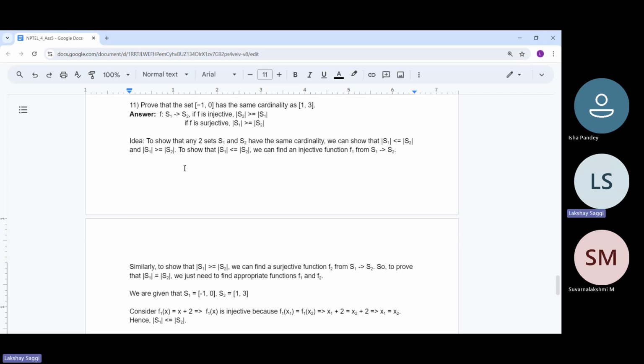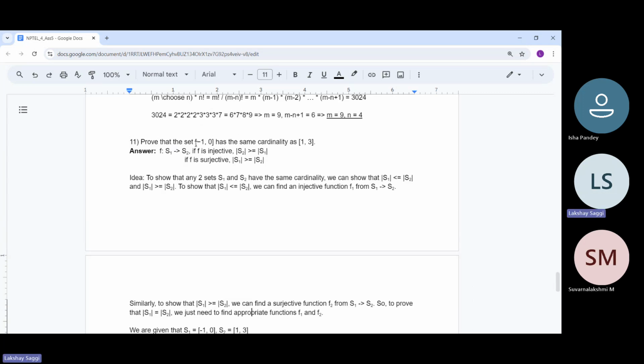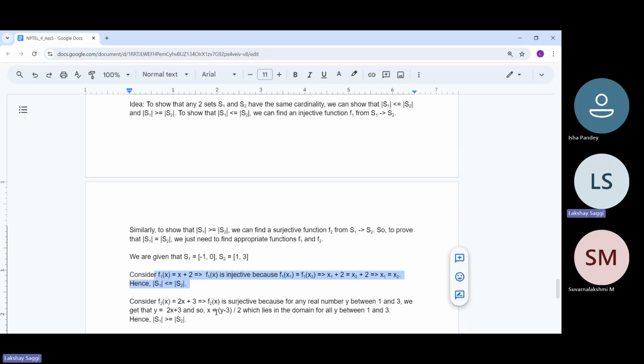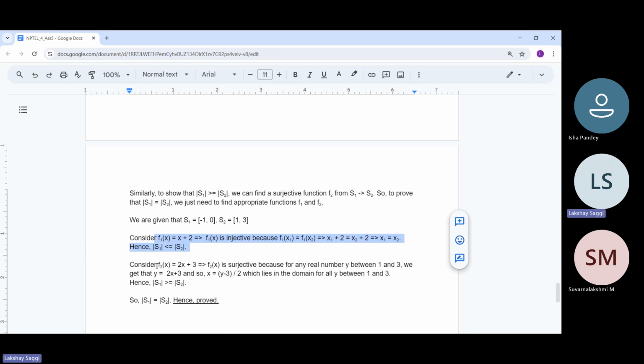So once again, just giving you guys the high level idea of what we did. We considered the first set as the domain and the second set as the codomain. Then we found one function which was injective, considering this domain and codomain. And secondly, we found another function F2, which had the same domain and codomain, but this was surjective. And from these two claims, we can claim that the cardinality of both sets are equal.